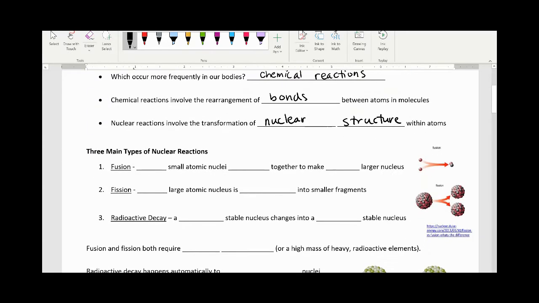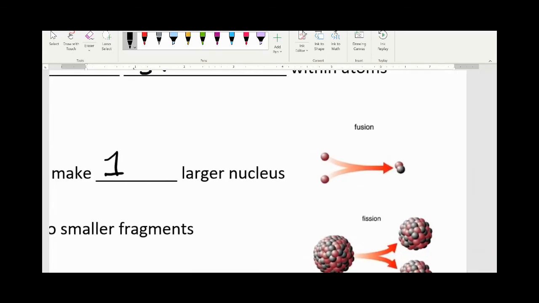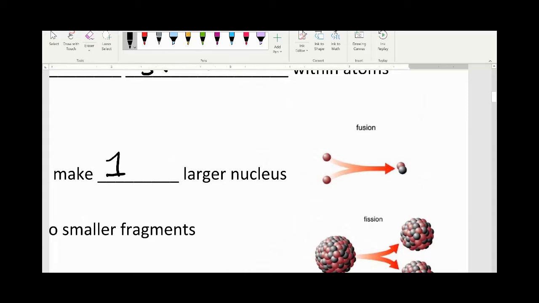Now, within this class of nuclear reactions, there are three main types. There's fusion, fission, and then radioactive decay. In fusion, two small atomic nuclei come together to make one larger nucleus. And here's an example over here. So you have two smaller atomic nuclei coming together to make one larger nucleus.